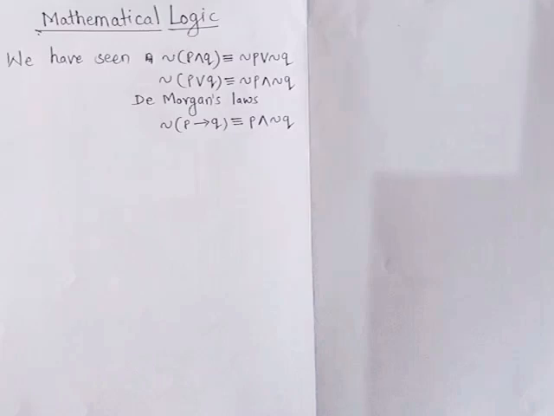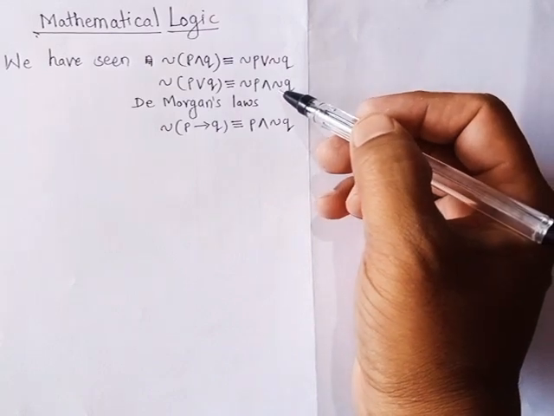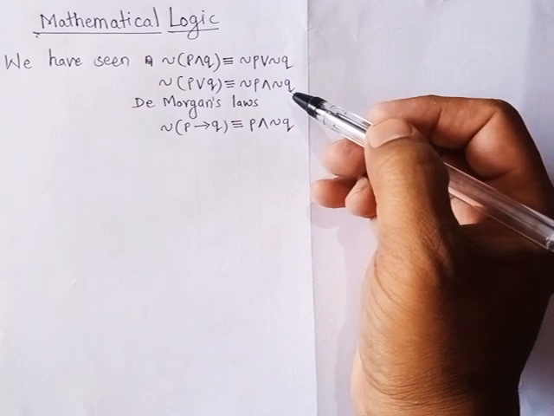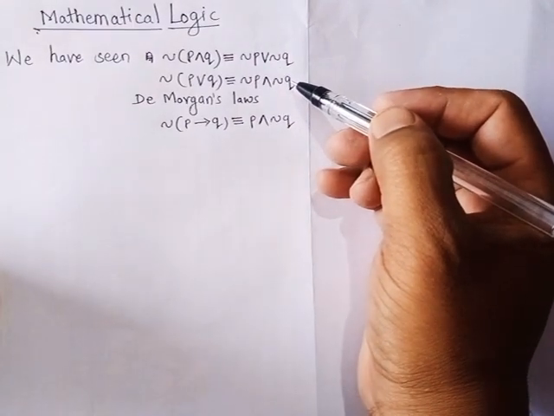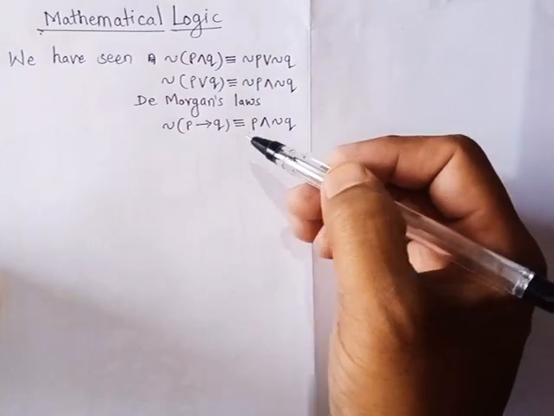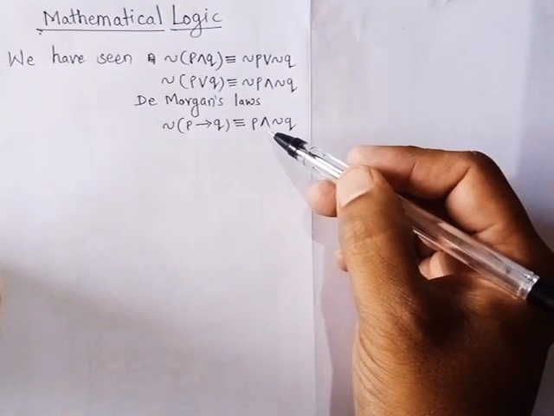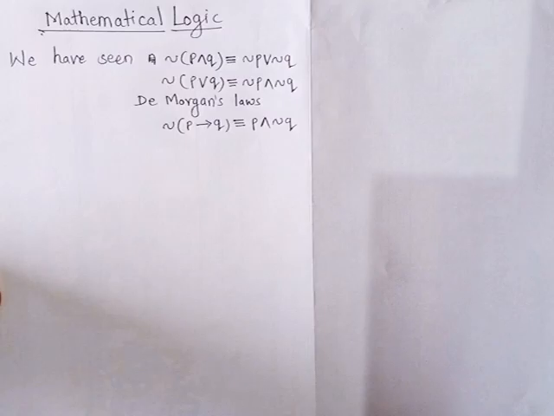Good morning, students. We have seen that the negation of a conjunction is the disjunction of their negations. Negation of a disjunction is the conjunction of their negations. These two laws are called De Morgan's laws. Also, we have seen that the negation of an implication is the conjunction of P and negation Q.